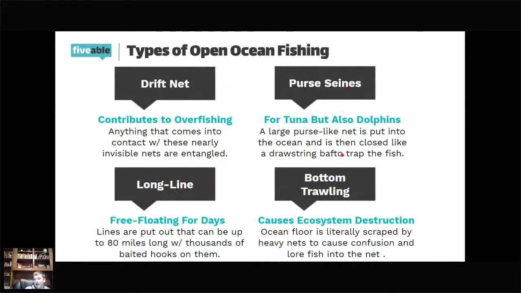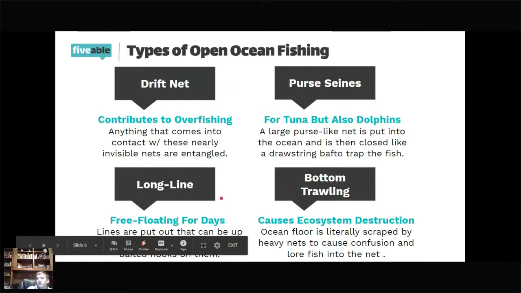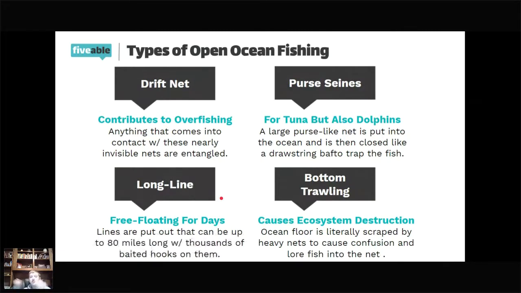Free floating for days. So all of these blue subtitles right here are easy ways to think about it, the most important things to remember, because some of the types of fishing are actually very descriptive in their names, like purse seines. The seines are like the strings of a drawstring bag. The purse is the big bulk of it. But longline fishing, that's not as self-explanatory. It's just a line that's long, right?